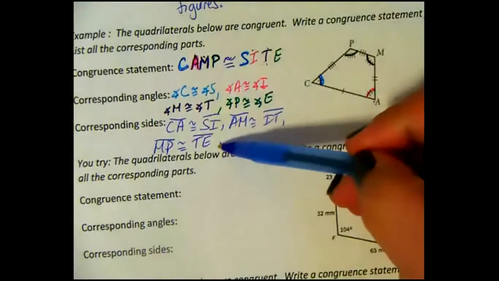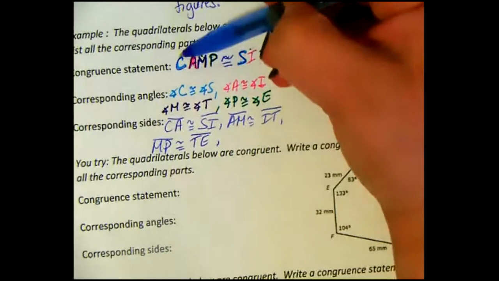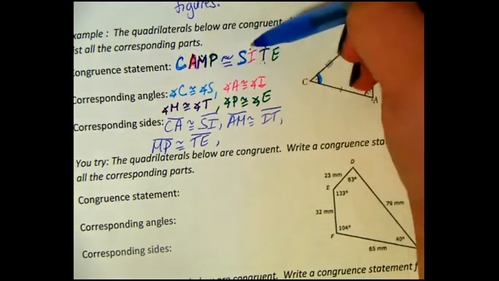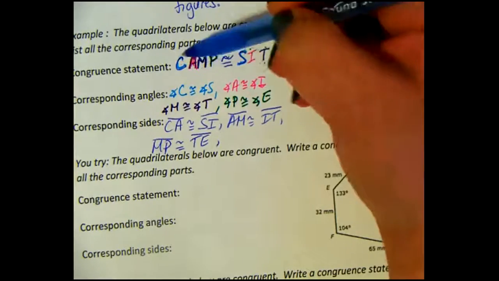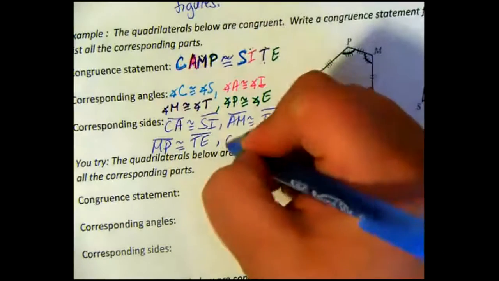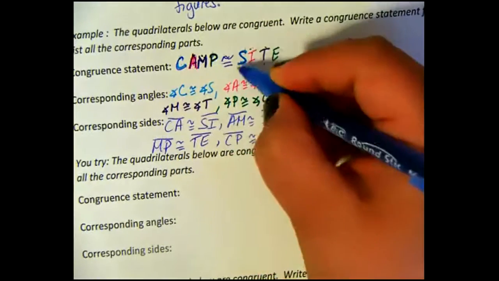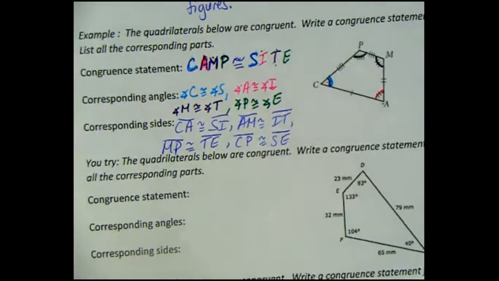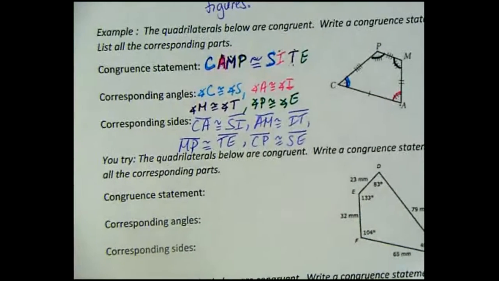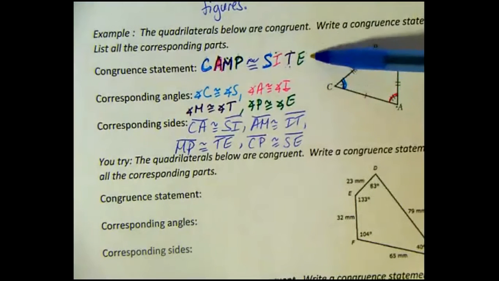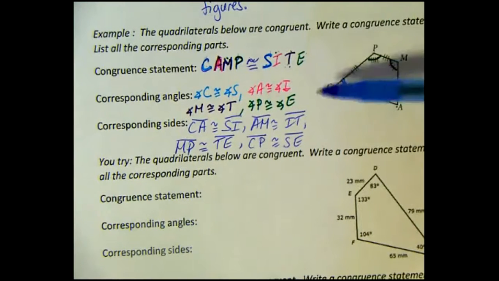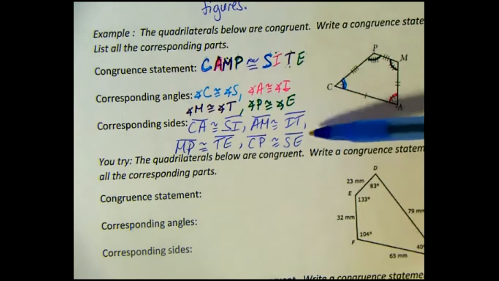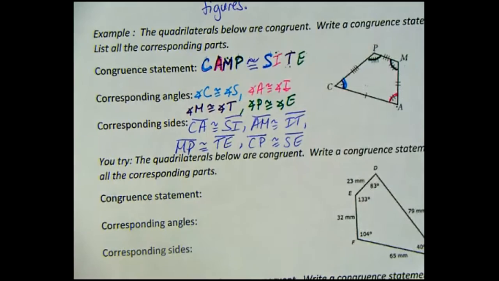And then, of course, don't forget for the last one, you take the first and the last. So CP is congruent to SE. So this is my congruent statement. These are my corresponding congruent angles. These are my corresponding congruent sides.